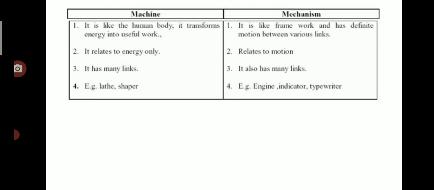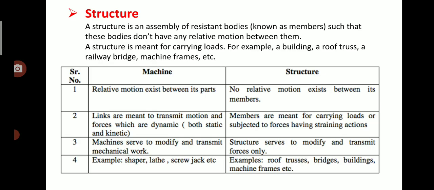So here you will see that a machine relates to energy while a mechanism relates to motion. A machine has many links while a mechanism also has many links. But the examples of mechanisms are engine indicator and typewriter, while the examples of machines are lathe and shaper. So let us see what is meant by structure.